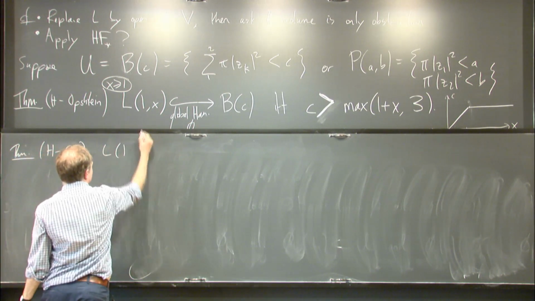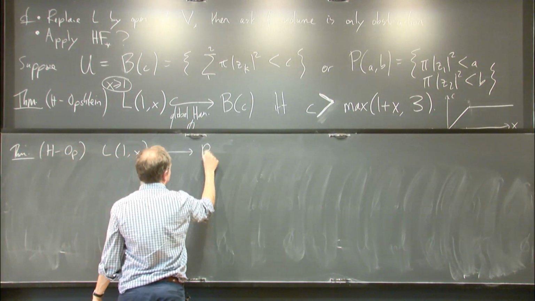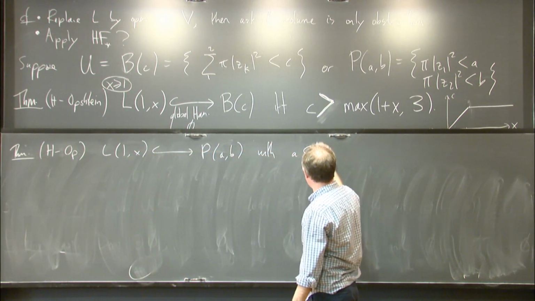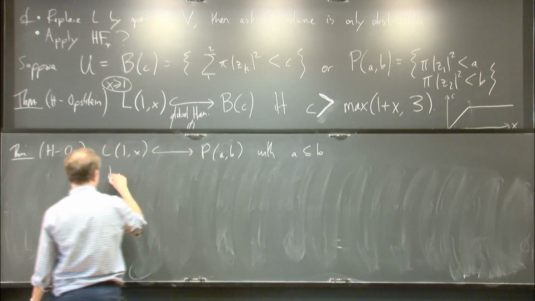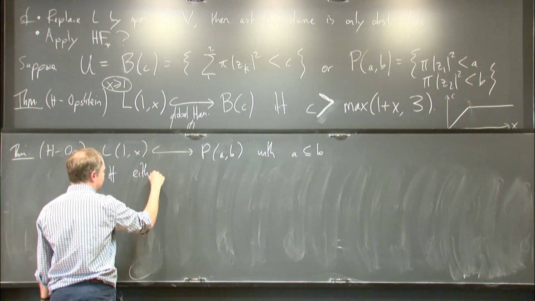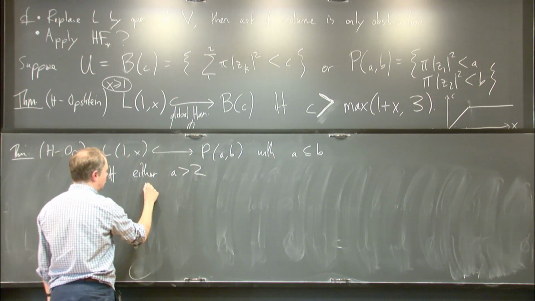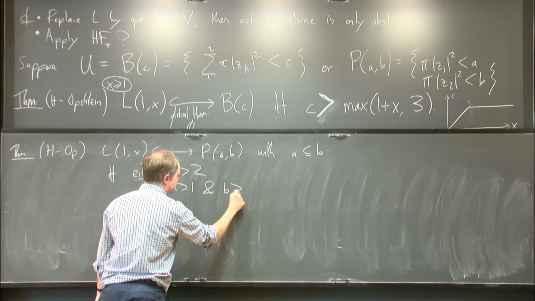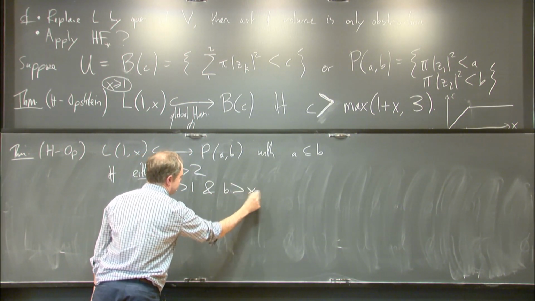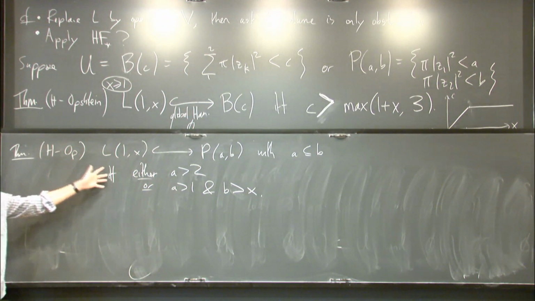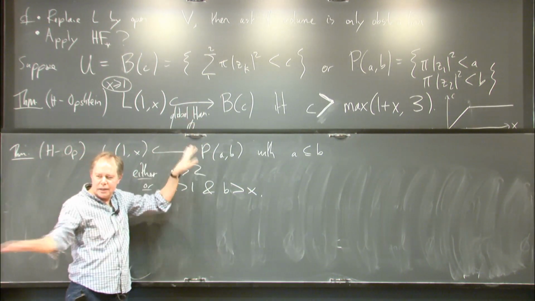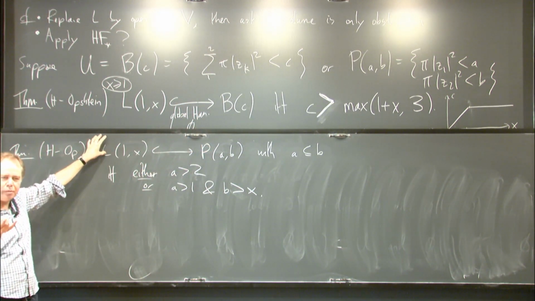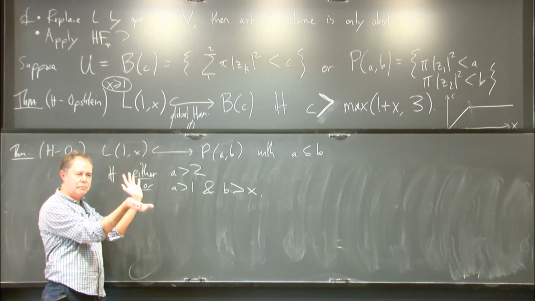So L1 times P(A,B) embeds, and I want to assume we ordered the factors there as well. It's if and only if, let's be careful here, either A is bigger than 2, or A is bigger than 1 and B is bigger than x, strictly bigger. So it's a similar kind of thing. As long as the smallest factor gets bigger than 2, all obstructions vanish. In other words, you can put all of these things inside a cube whose capacity is 2 and a bit.